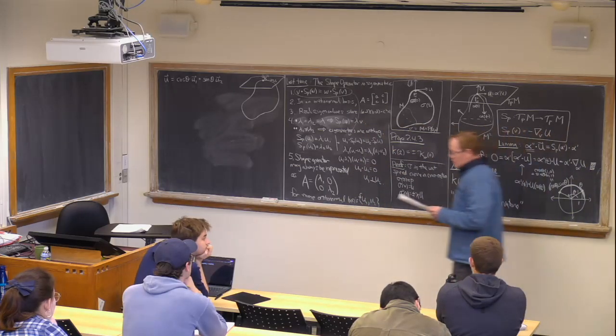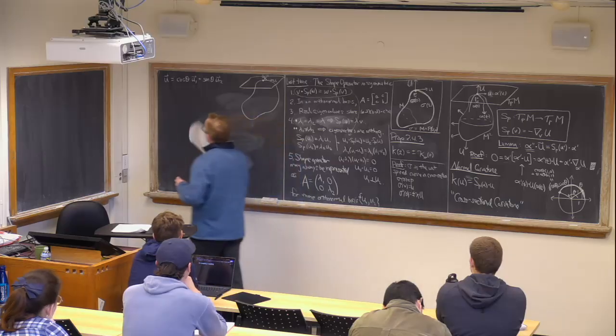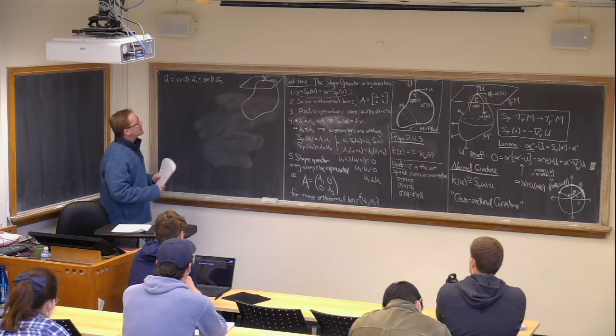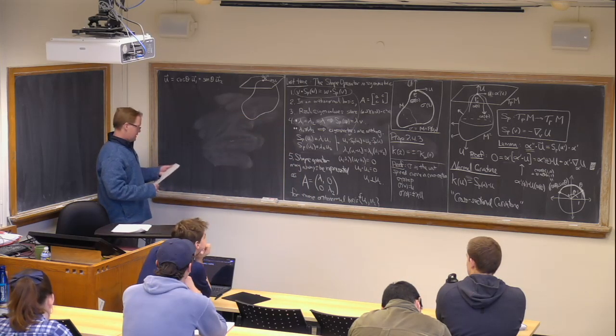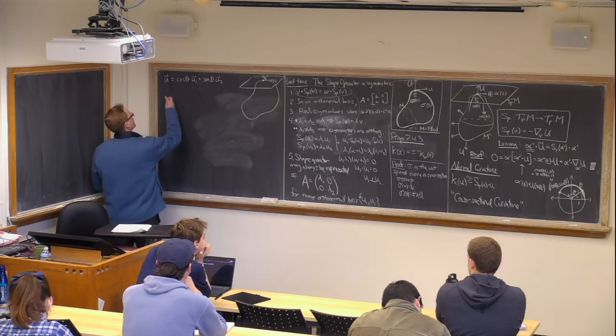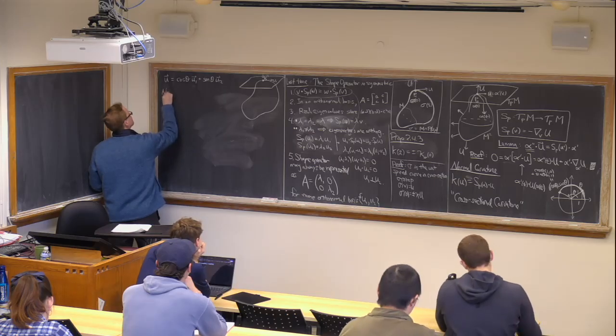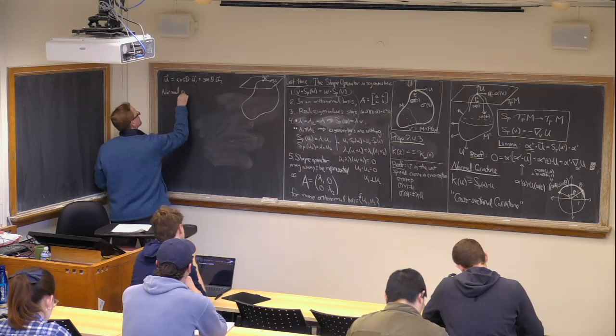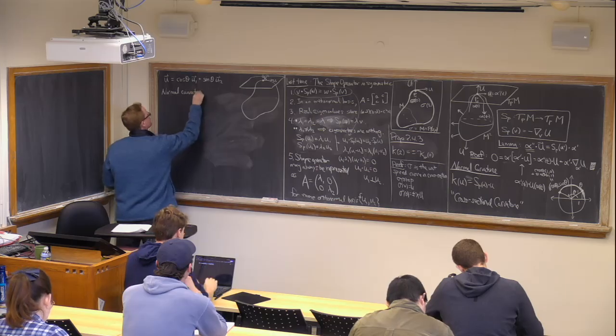All right, so that's your general. So now we have a nice general formula for a vector in the tangent plane. So now let's understand normal curvature then, or cross-sectional curvature if you like.